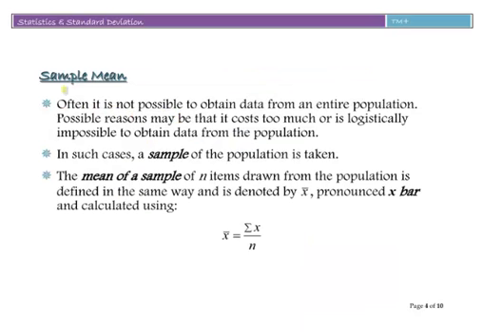Now that was a population mean. If we're looking at the sample mean, often it's not possible to obtain data from an entire population. Possible reasons may be it costs too much, or it's logistically impossible to obtain data from the population. So in such cases we get a sample of the population. Now the mean of the sample of n items drawn from the population is defined in the same way, but we denote it as x bar. And you can see the formula here. So the only difference is we're using x bar rather than mu.